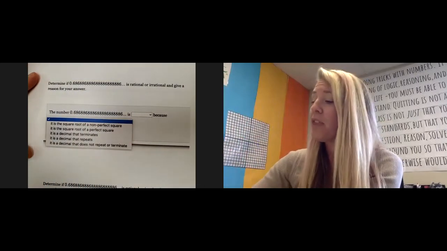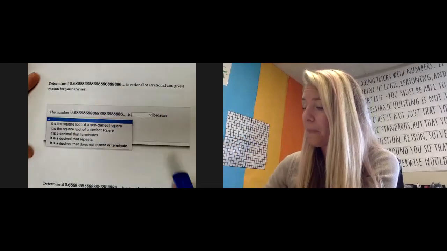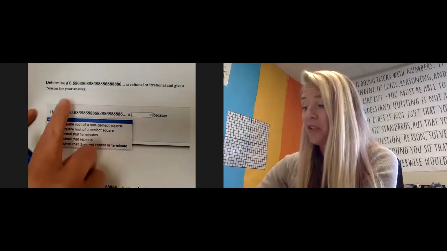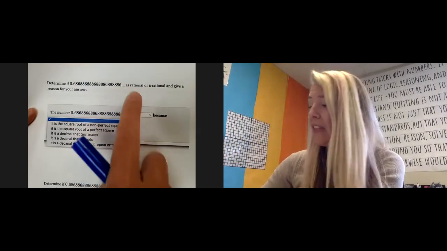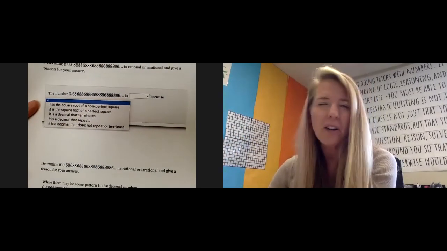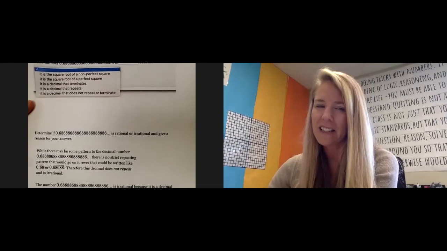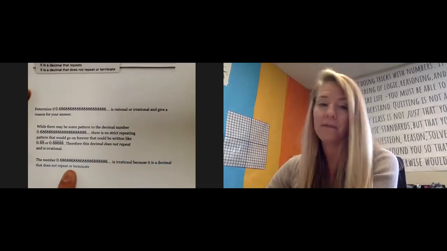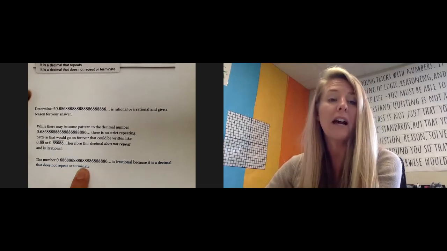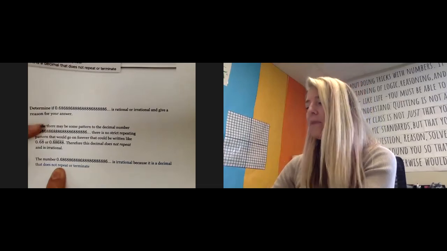So this one is going to be irrational because it's going on and on forever. That's what the dots are. And then it looks like a pattern. Ooh, so they try to sneak that in there. They are sneaky. Okay, it's a decimal. It does not repeat. It doesn't terminate. Terminate means stop. It goes on forever, but there's no pattern.